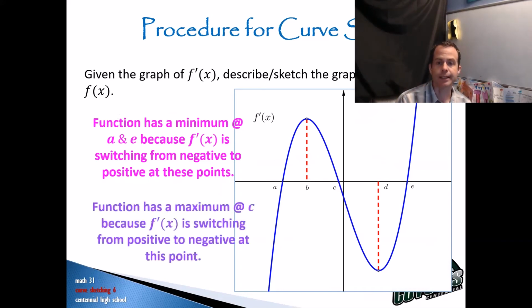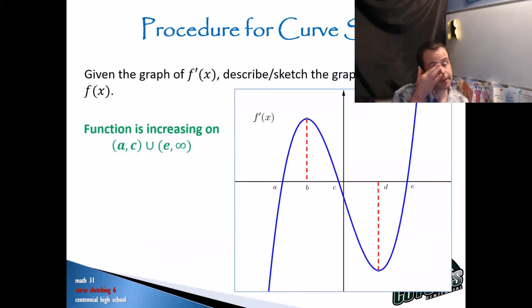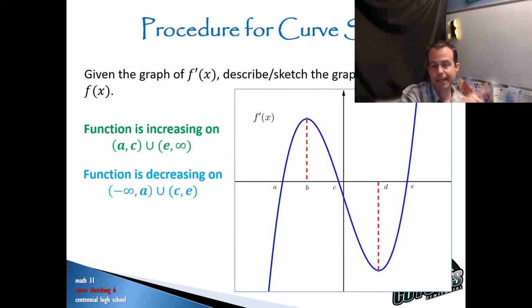Likewise, at c, I should have a maximum point. Okay, so just trying to take stock of all the little things we know so that we can put this together. I know that the function's increasing from a to c in union with e to infinity. And then I know that it'll be decreasing from negative infinity to a in union with c to e. Okay.